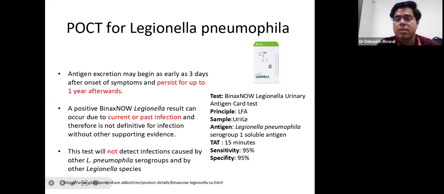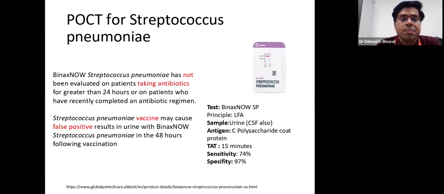The company name is Binax Now, and the sample is urine. It detects only the serogroup 1 soluble antigen within 15 minutes. The sensitivity and specificity are around 95%.